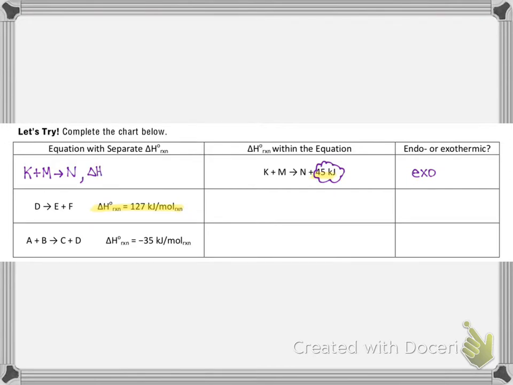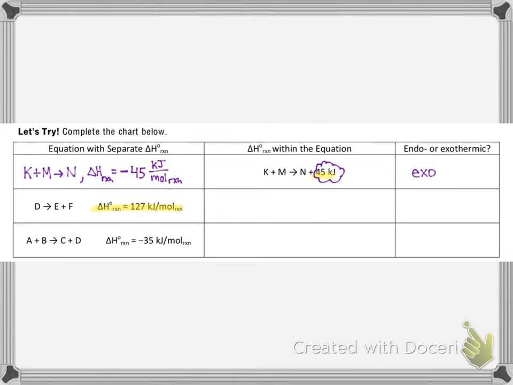So the enthalpy of our reaction, which we would put a little RxN to show it's of the entire reaction, well, notice in this case, the energy is being produced, aka released. So you have to realize this is going to be a negative 45. And then remember our units. We're not within the equation anymore, so it's not just kilojoules. It's kilojoules per mole reaction.